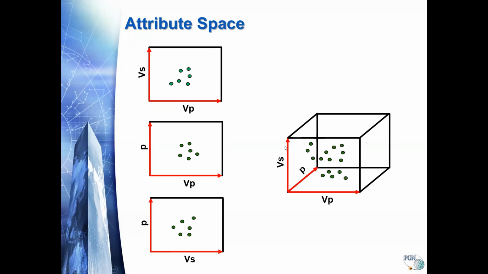So this Vp, Vs plane represents this cross plot. Then this plane represents this cross plot, and this cross plot is represented by this plane. So all these three individual two-dimensional attribute spaces or cross plots are together represented by this three-dimensional attribute space.